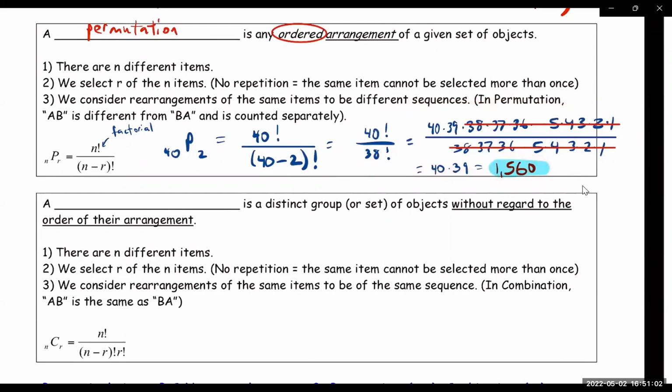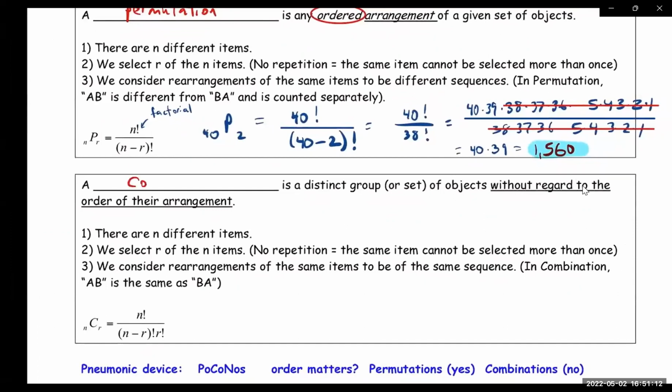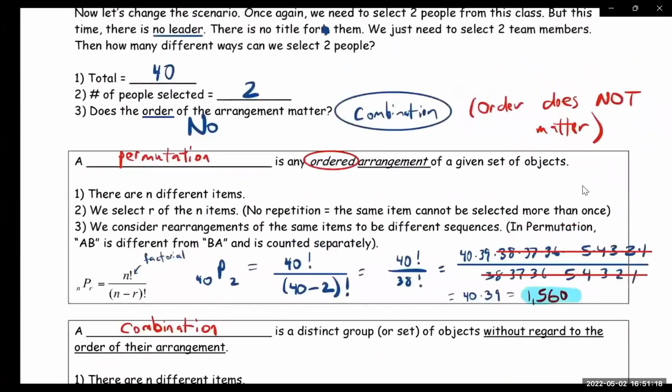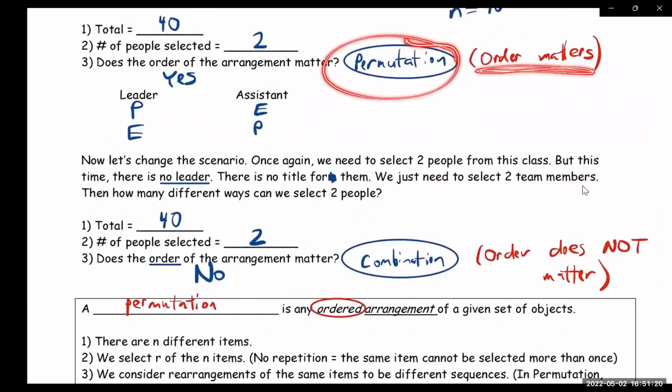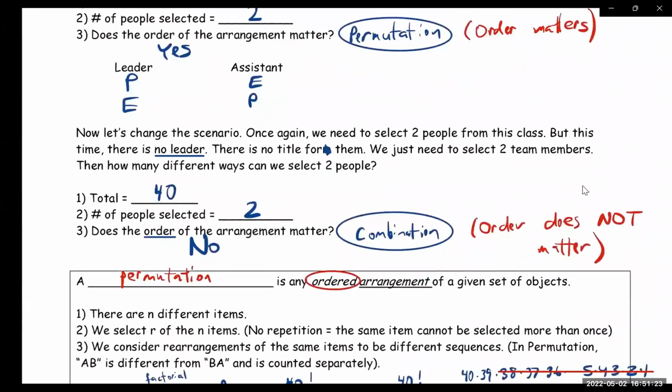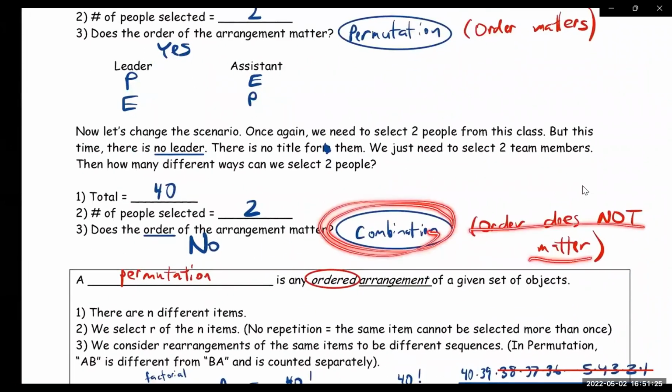All right, now let's look at the second formula, which is a combination. A combination is a distinct group of objects without regard to the order. So order does not matter. That was what we were doing up here. Up here, permutation, that's when the order matters. Down here, combination, that's when the order does not matter.